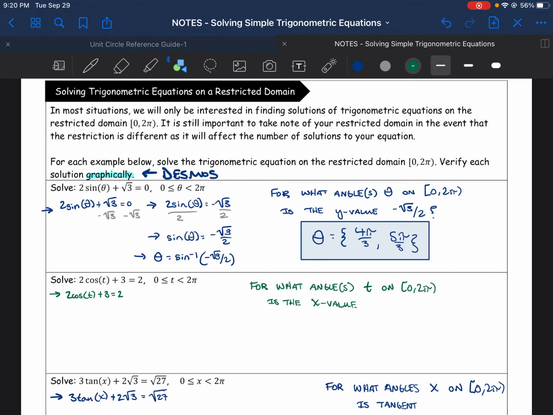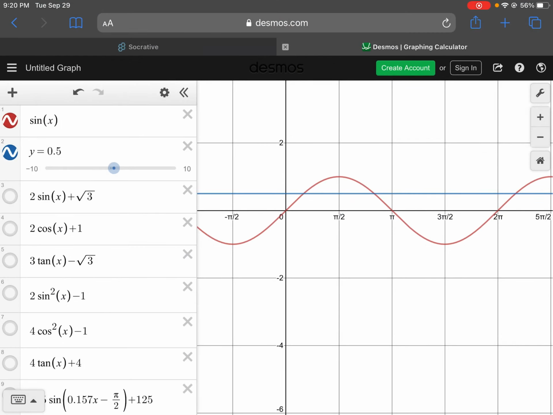Now, we can check that graphically. Part of our AKS here is to be able to verify solutions graphically. So let's check in Desmos here. I've gone ahead and pre-populated Desmos. We're going to check 2 sine of theta.